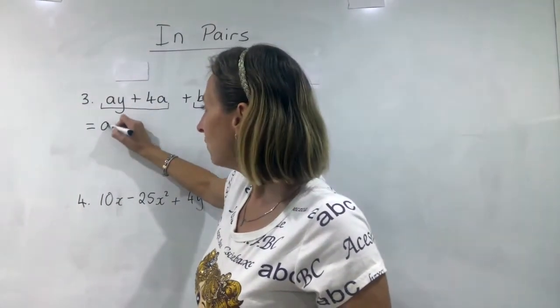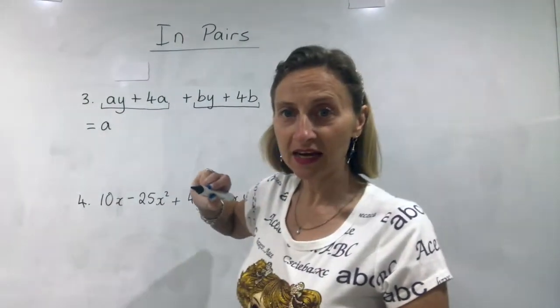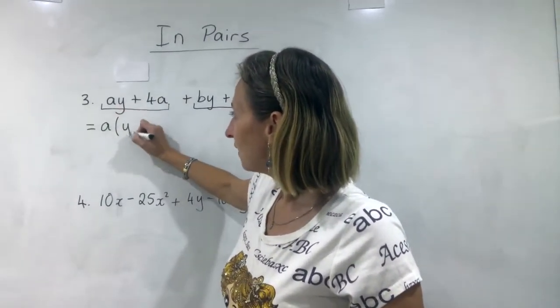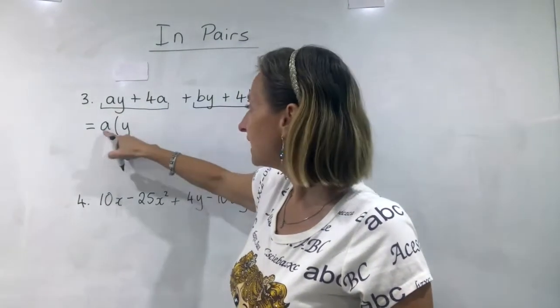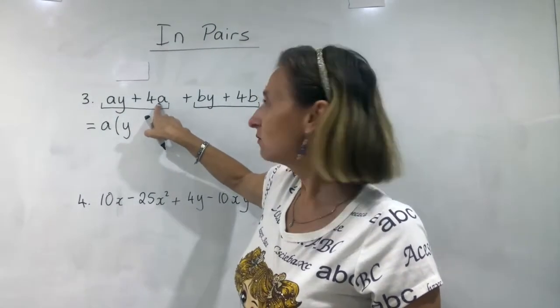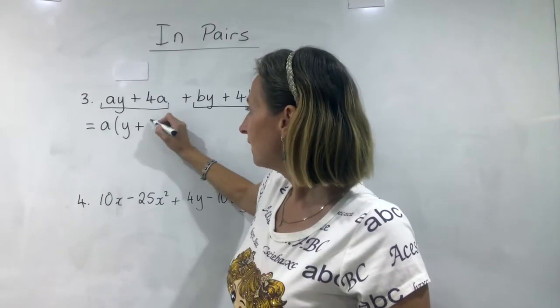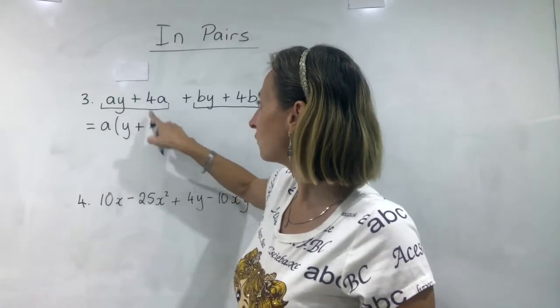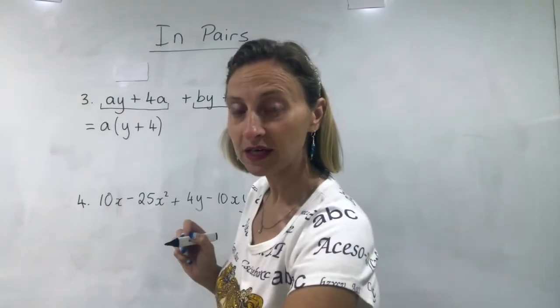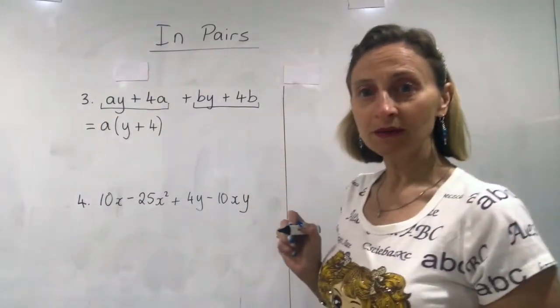There's an a in both, so I'm going to take out an a. What's left? If I've taken out an a, I'm left with a y. A times y is ay. If I took out an a here, there's what's left now. There's a plus 4. And that's easy to check. A times plus 4 is plus 4a. So that's the first 2 terms already done. Let's do the next one.